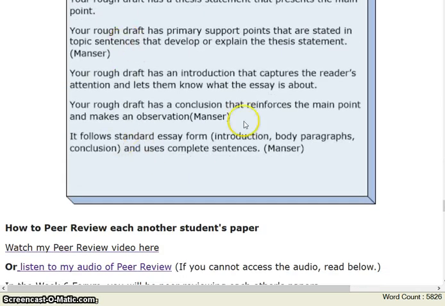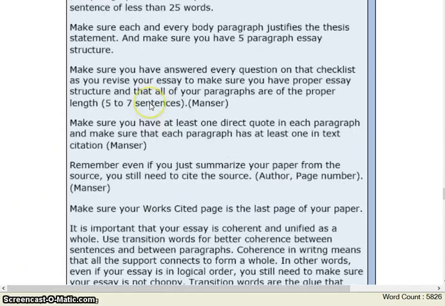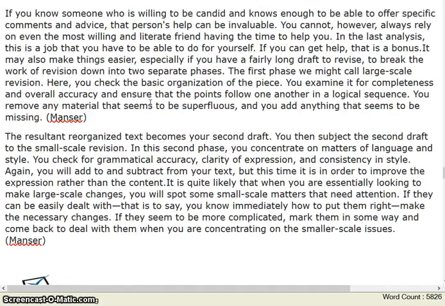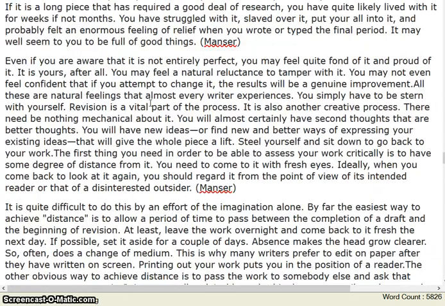And so you got to make sure that your paper has an introduction, body, and a conclusion. So that ends my video on how to revise a paper.